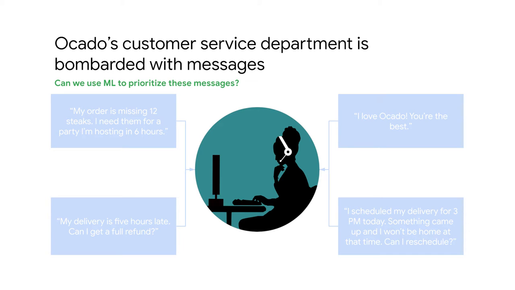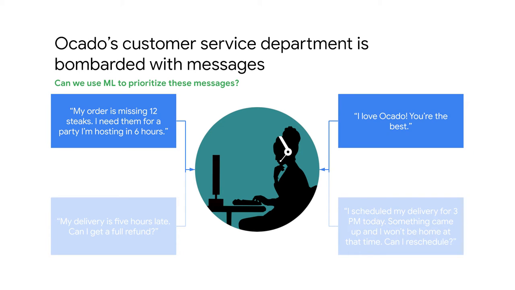Ocado is the world's largest online grocer. Ocado's customer service department receives a large number of messages. They may get a message saying, "My order is missing 12 items and I need them for a party in 6 hours. Help." Or another message that says, "I love Ocado, you're the best." And a third message that says, "My delivery is a few hours late. Can I get a refund?"